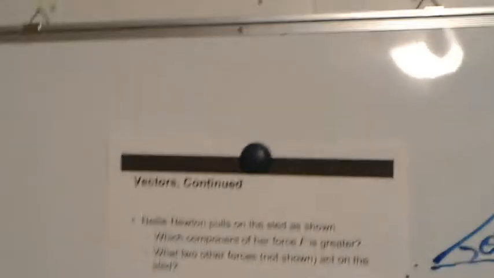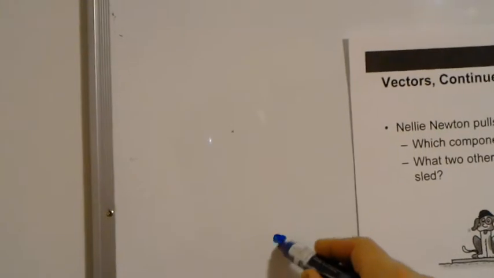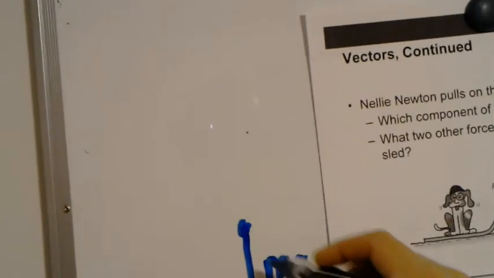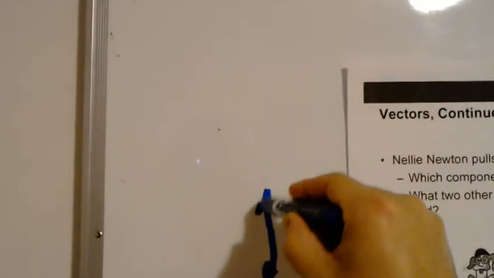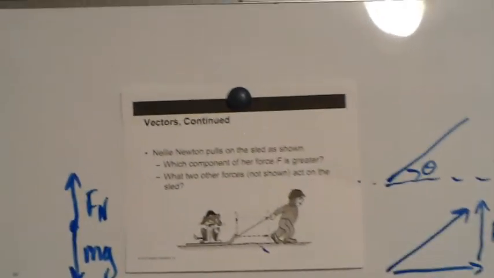All right? And their book asks, what other two forces act on the sled? All right? And of course, because of the dog, they would be the weight of the dog and the sled, or the force of gravity on both of them, and the normal force up, and they would be equal.